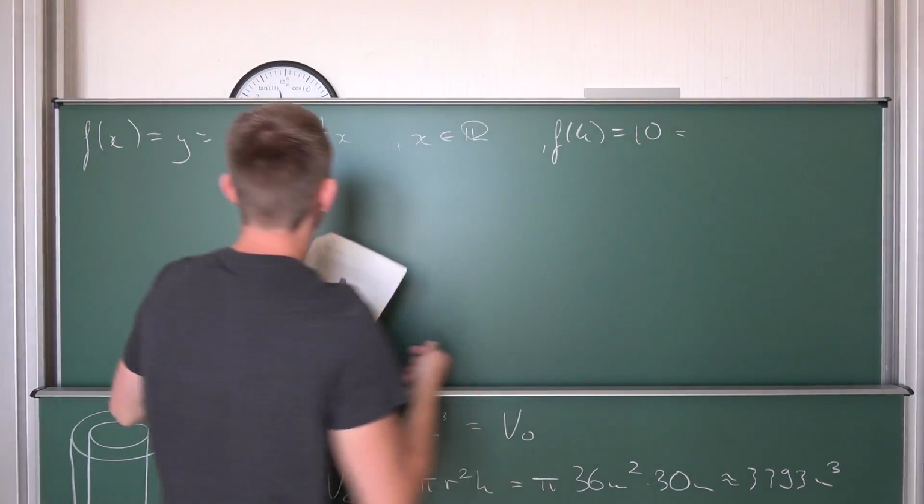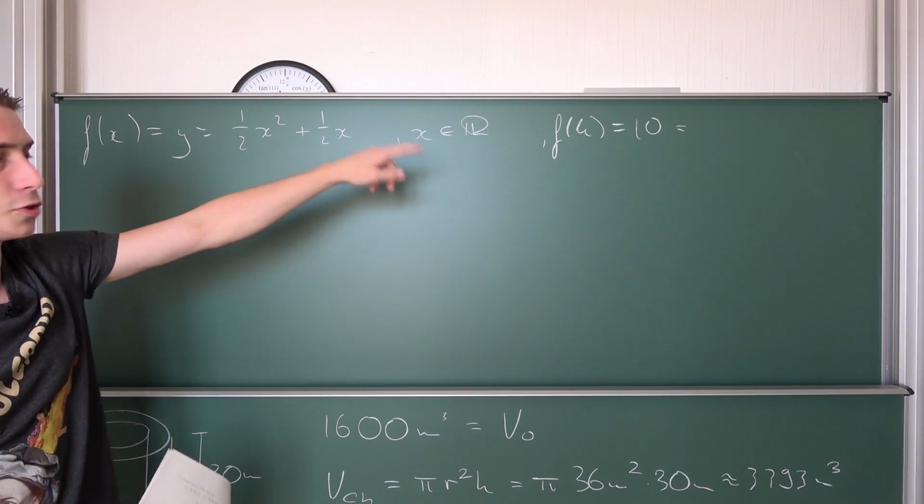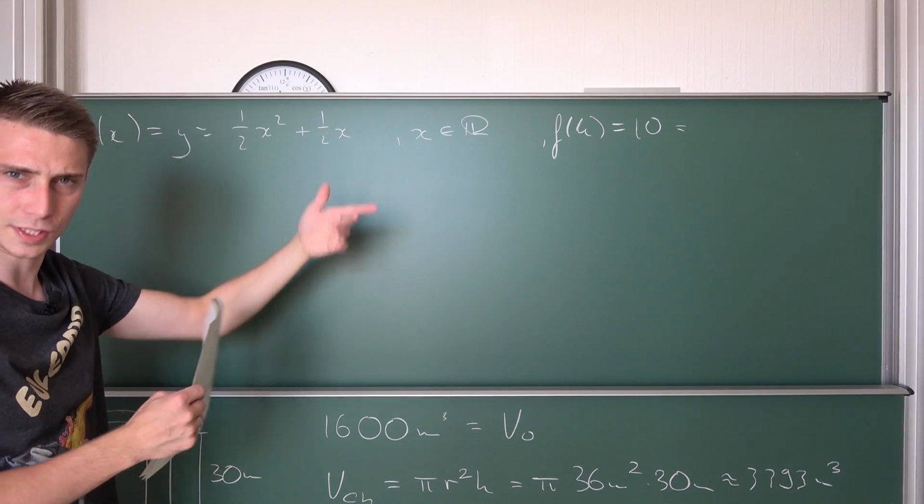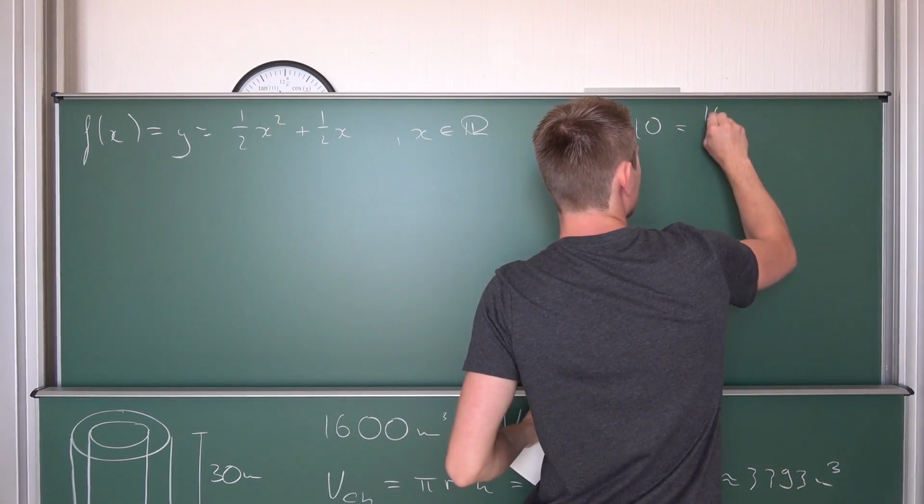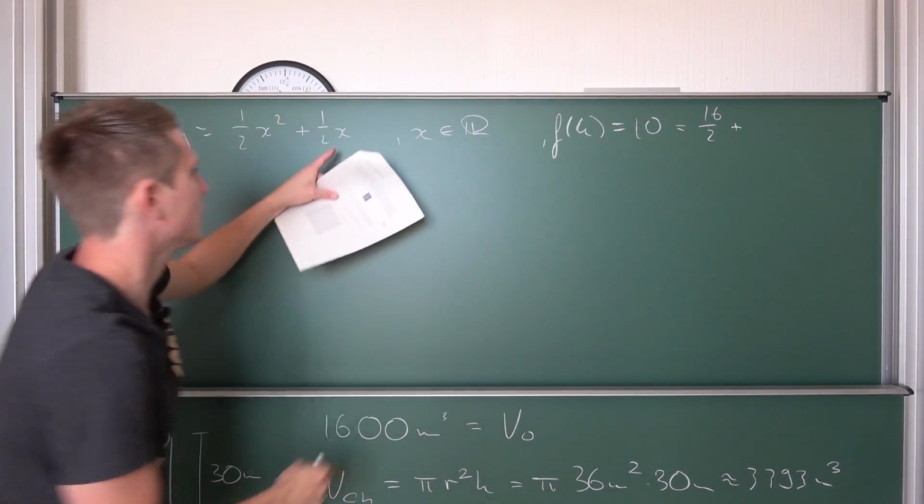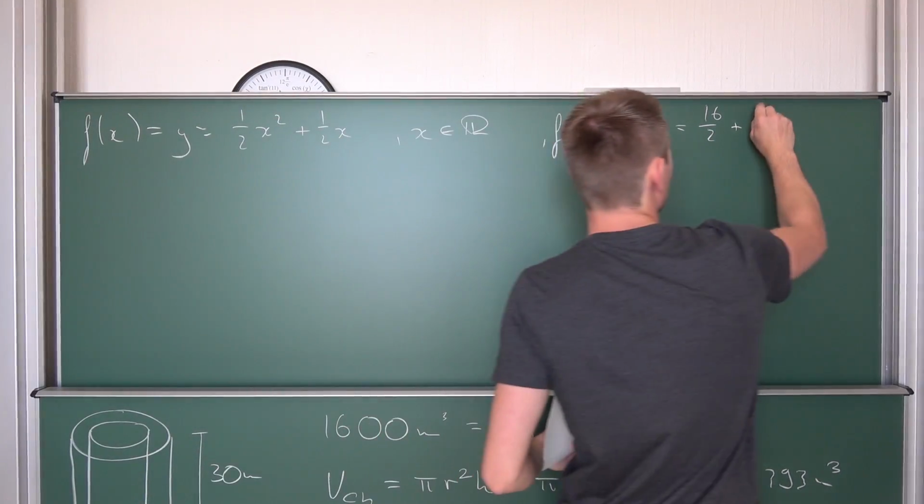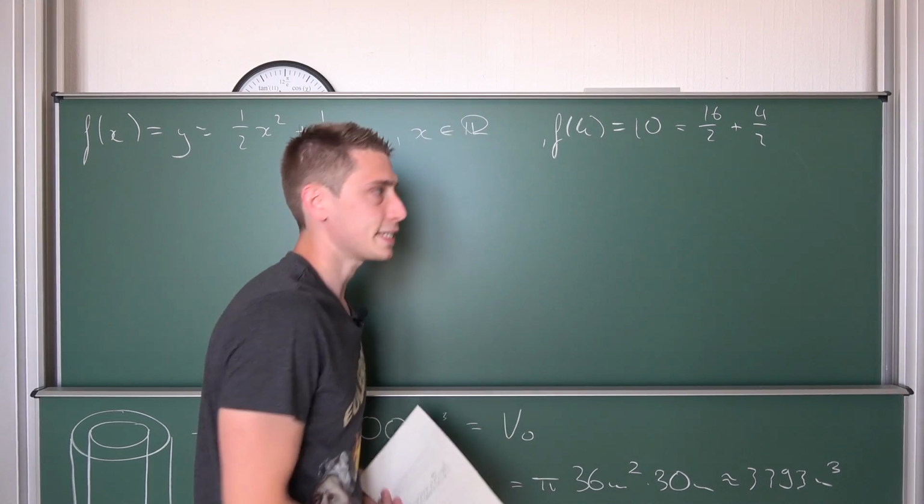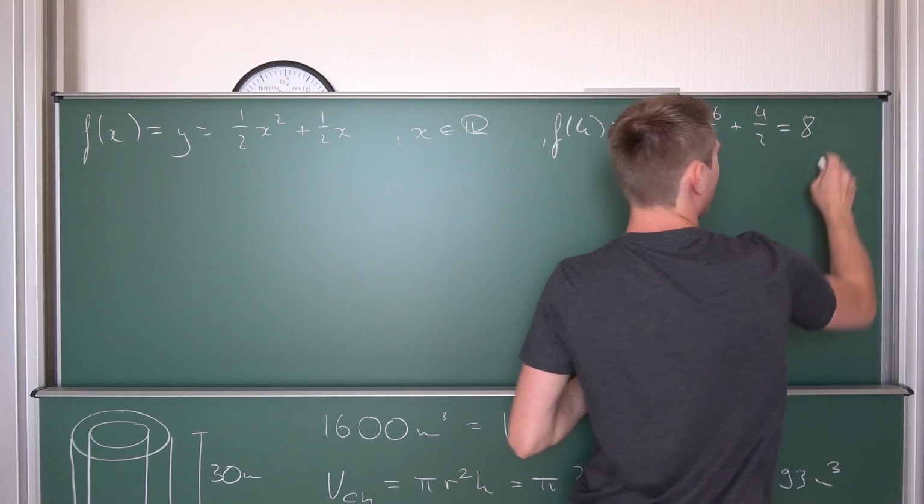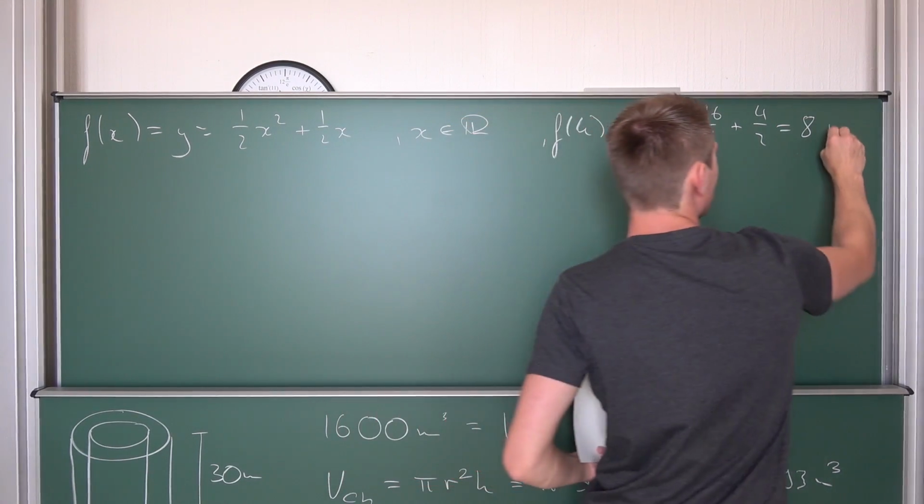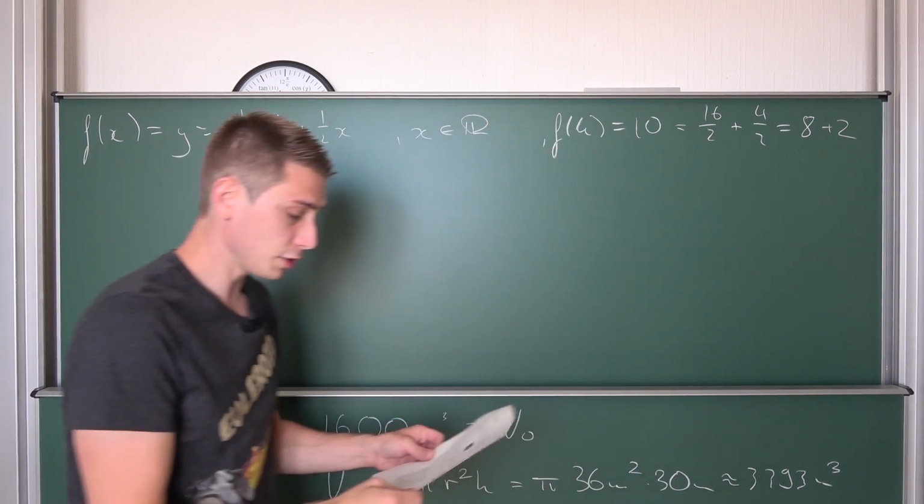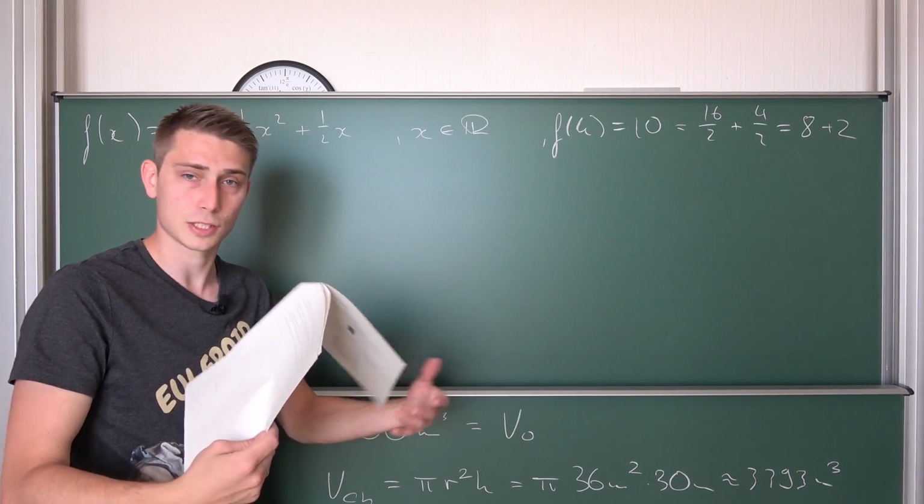Meaning x squared is going to turn into 4 squared, so this is 16 over 2 plus, okay, 4 over 2. 16 over 2 is going to give us 8. 4 over 2 is going to give us 2, and 8 plus 2 in the natural numbers is 10. So this worked out, and thus we are done with this.